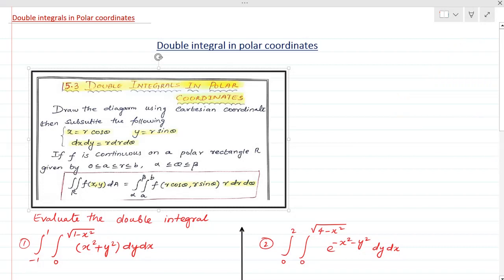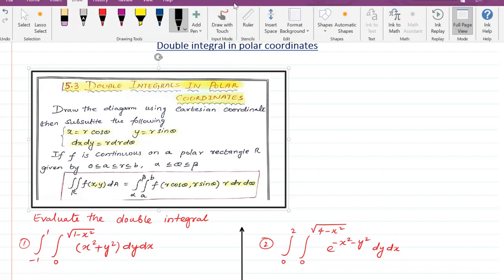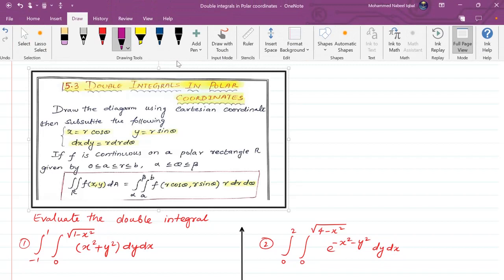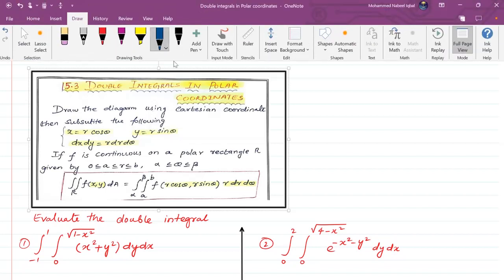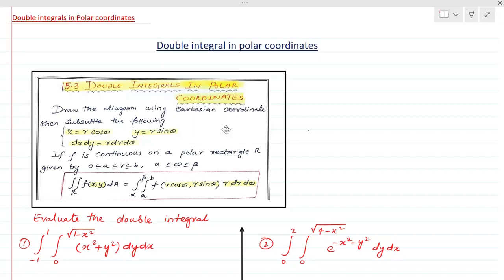In this video, we are going to discuss double integration in polar coordinates. To start with, we already know the definition of polar coordinates. What we will convert for polar coordinates is, first of all, you have to have graph knowledge. So draw the graph of the given limits in the Cartesian coordinates and then substitute this in the integral.